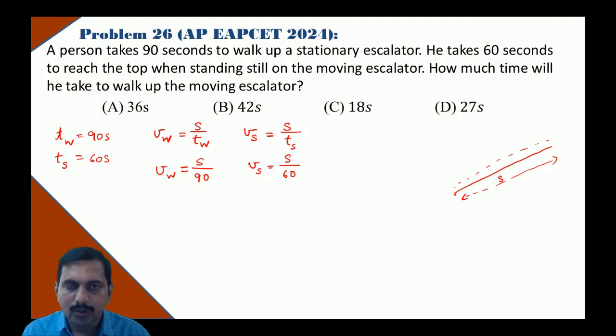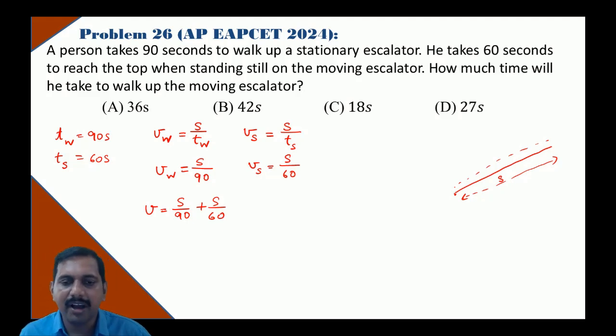Right. Now, when the escalator is moving as well as he is walking, the velocity will be the additional velocity, that is W plus S. Walking plus escalator moving, right? So walking on a moving escalator, that V, I'll just call it V, would be S by 90 plus S by 60.